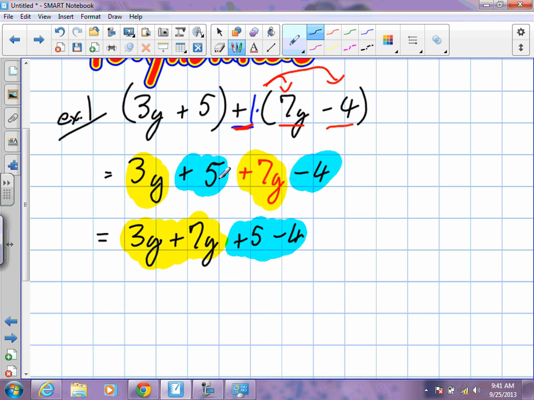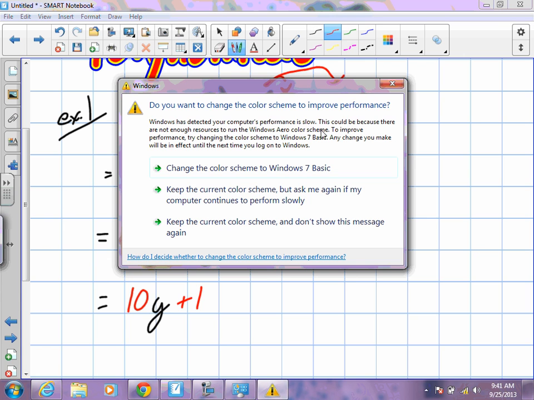So what would, and let's not really focus on the y. We know our answer is going to have the variable y, but let's focus on the two coefficients. What's positive? Because if nothing's there, we assume it's positive. Positive 3 plus positive 7. 10. So we have positive 10y. And what is positive 5 minus 4? Positive 1. Yes, please.